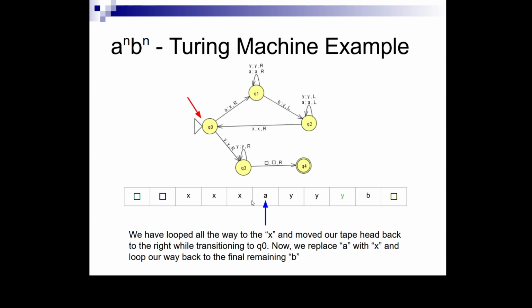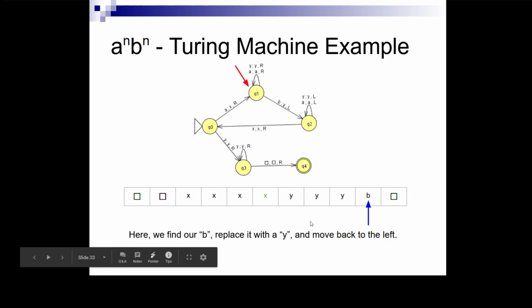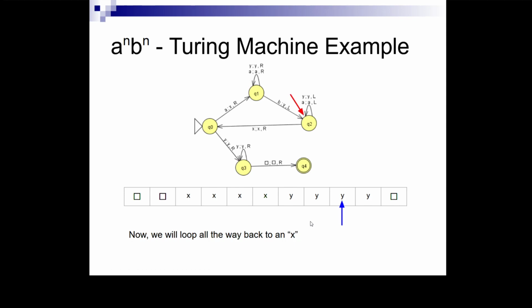So this is the same pattern we've been doing. We're basically going down to a B, replace it with a Y. Go back, find an A, replace it with an X. Then go back, find a B, replace it with a Y, right? So we're bouncing back and forth at this point, going pretty quick. And now, this is the important part that I'll walk us through.